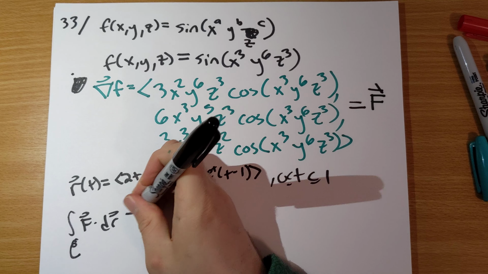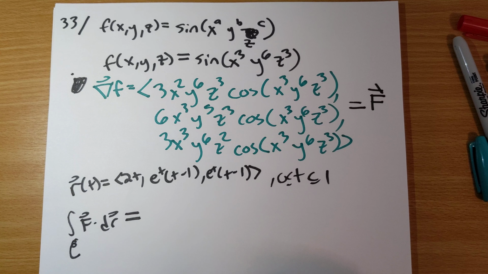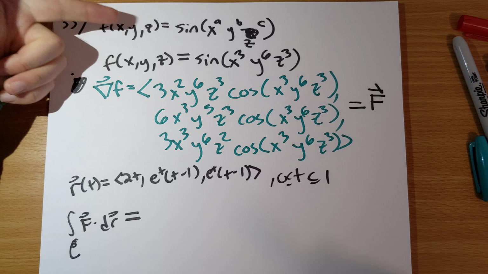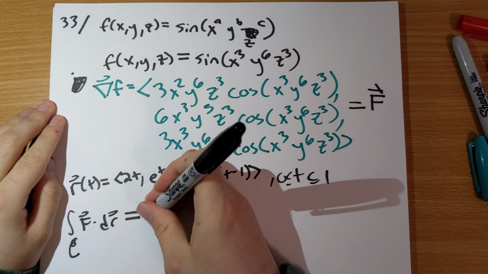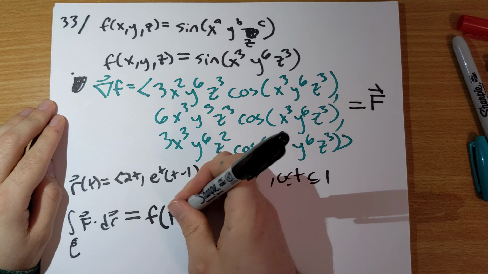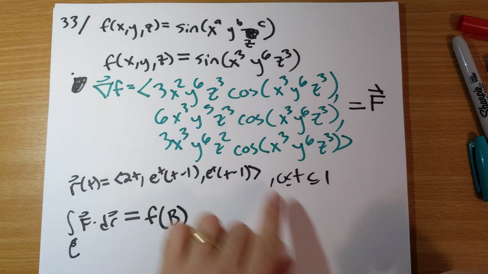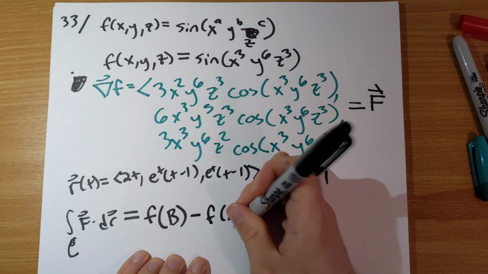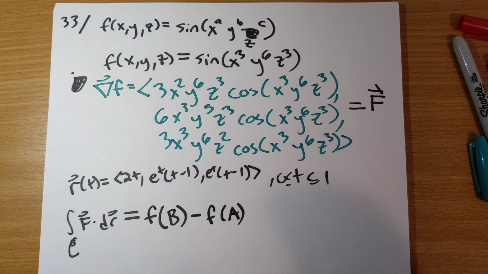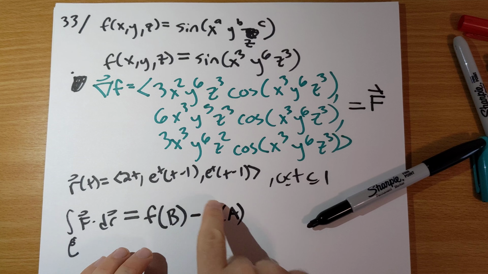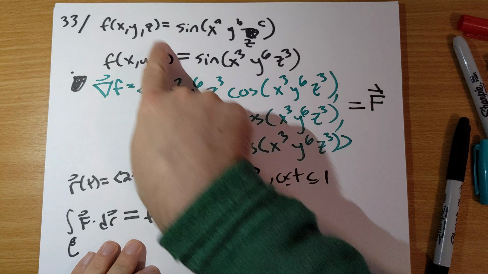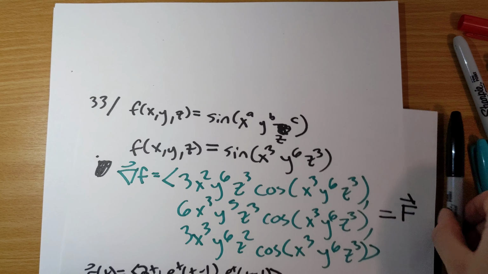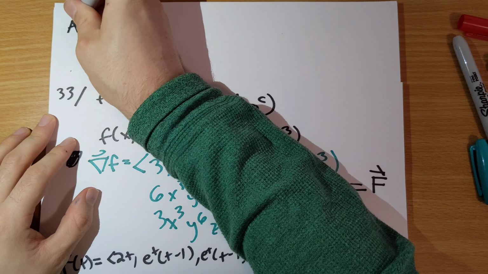And we should know by the fundamental theorem for line integrals, because our vector field f has a potential function, we can just evaluate this by evaluating the potential function at the endpoints and subtracting. So all we have to do is determine the endpoints, plug into our potential function, subtract, and we're done. So what are the endpoints here?